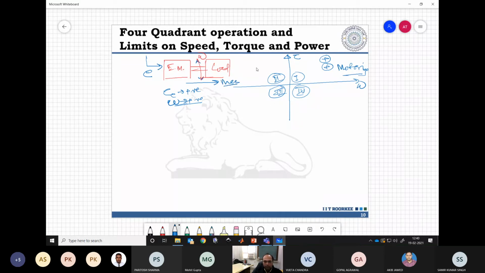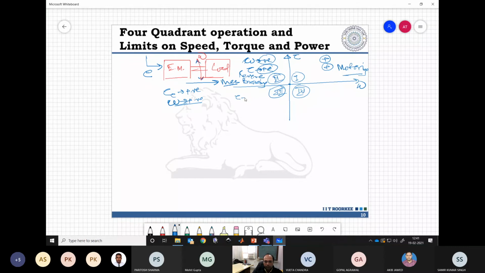Now, the second quadrant, where let's say our omega goes negative, but our torque is still positive. If our omega is negative, we are running in the opposite direction, and we are applying a positive torque, which means we are trying to reduce our negative speed, bringing the magnitude of the speed closer to zero. That is why this is called the braking zone. But because this is on the reverse omega side, it is called reverse braking.